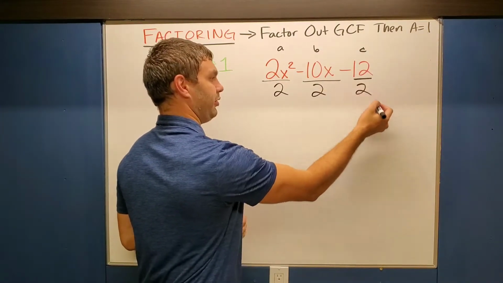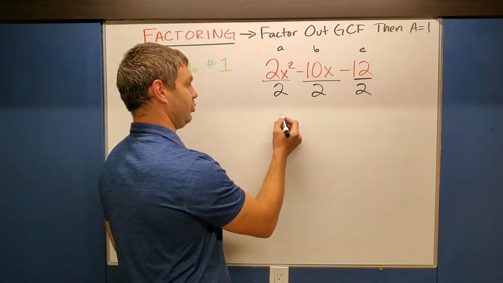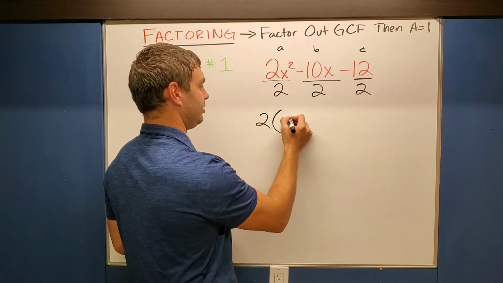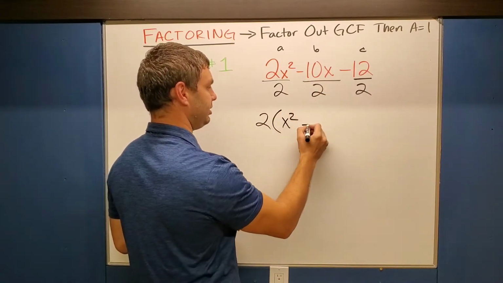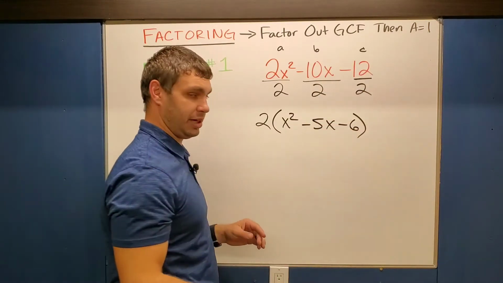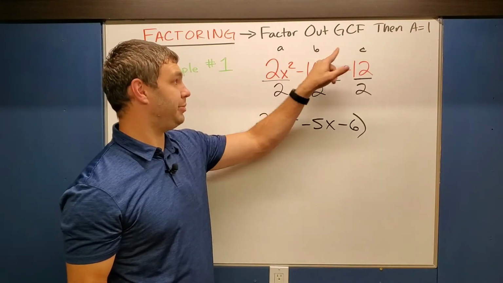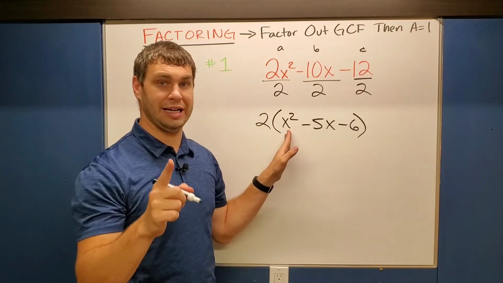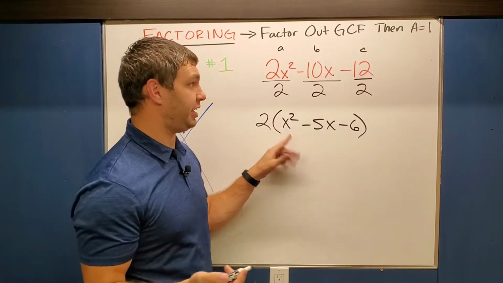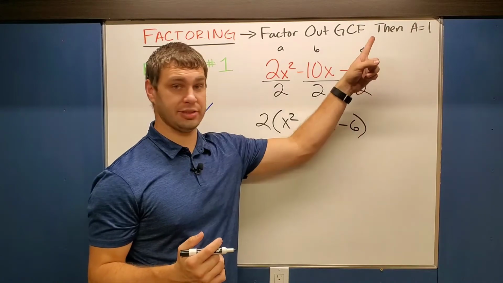Remember, if you forgot how to find the GCF, I'll put a video right here for you. Once we do this, what's left over, taking my 2 out, is x squared, negative 10 divided by 2 is negative 5x, and negative 12 divided by 2 is negative 6. You can see it's this part that's left over that now has my new A term, with a 1 as its coefficient. Since after I take out the 2, I have 1 left over as my coefficient, I am able to factor this like I did when my A term equals 1. Again, I'll put another video for that right up here.